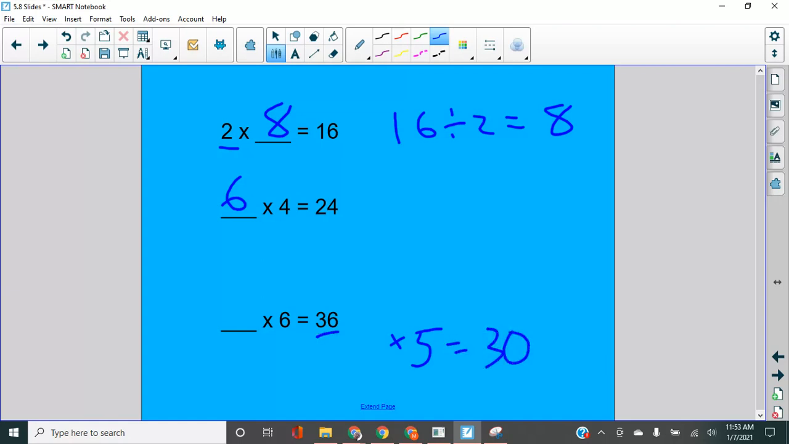We could do 6 times 5 equals 30. So if 6 times 5 equals 30, then one more group of 6 would equal 36. 6 times 6 equals 36. That's the rhyming one, right? 6 times 6 equals 36.